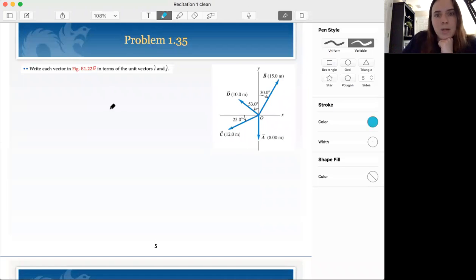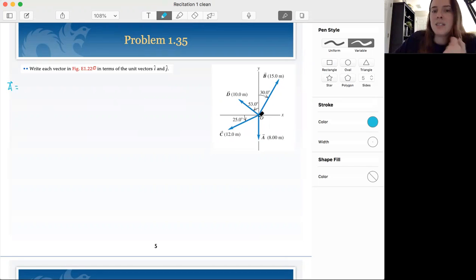All right, team, welcome to problem 1.35, where we get to write each vector in this beautiful figure in component form. Yay! All right, so let's start with A. We already did A and B in the last two problems, but we're going to do it again.